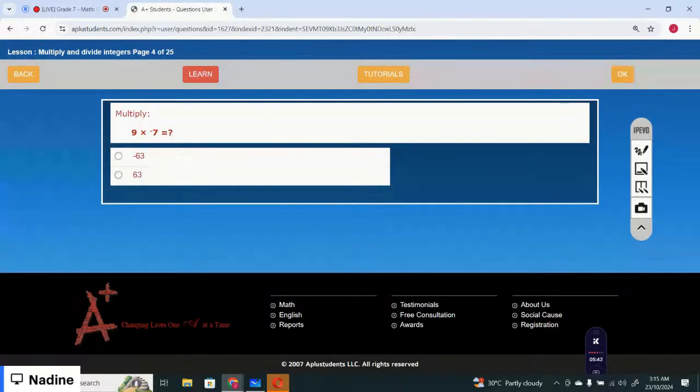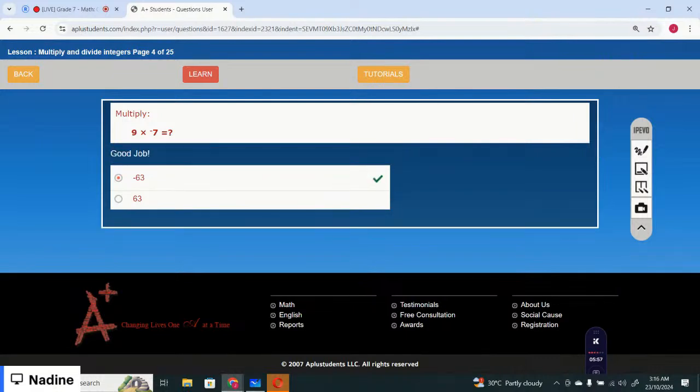9 times negative 7. So which is the correct option? 7 times 9 is 63. One of the numbers is negative, so the product is also negative. So that is negative 63. Got it?